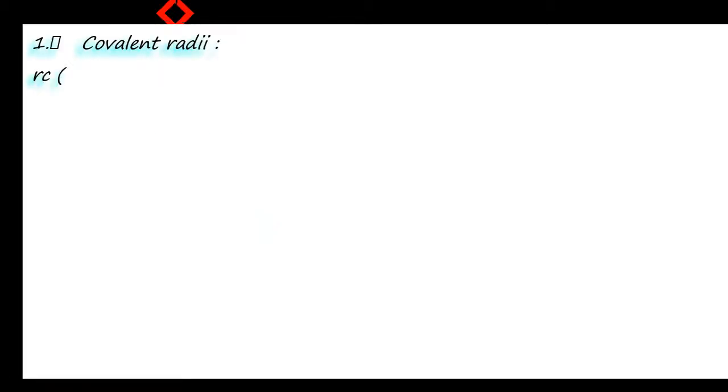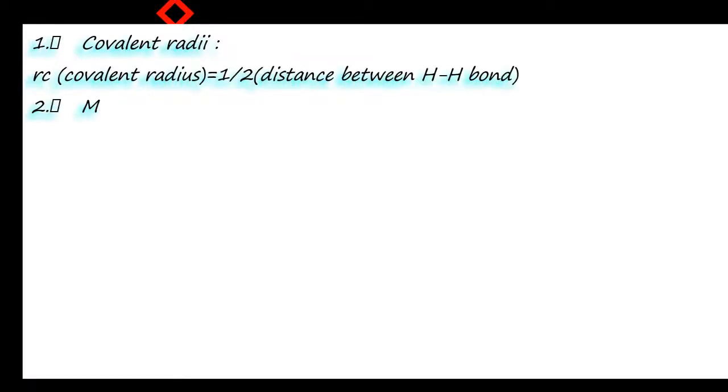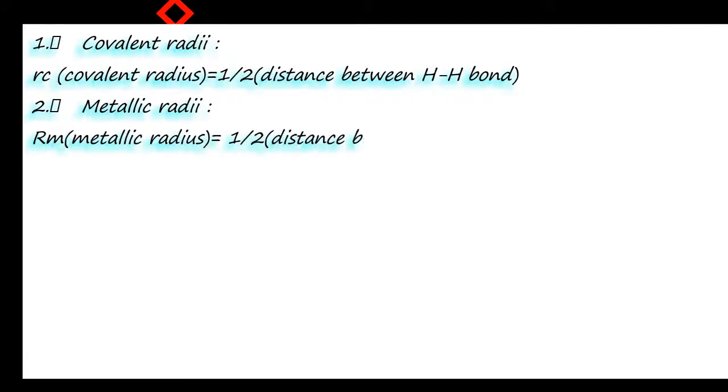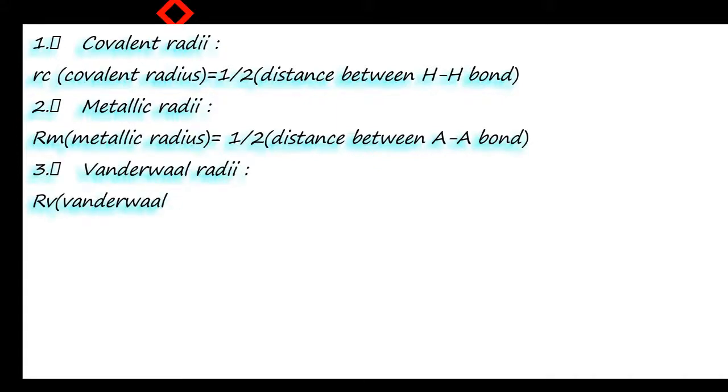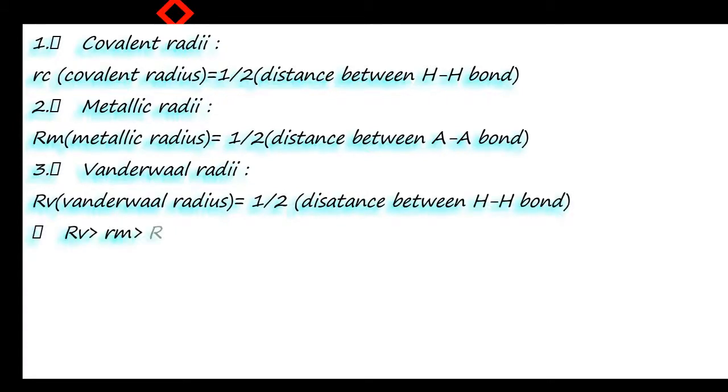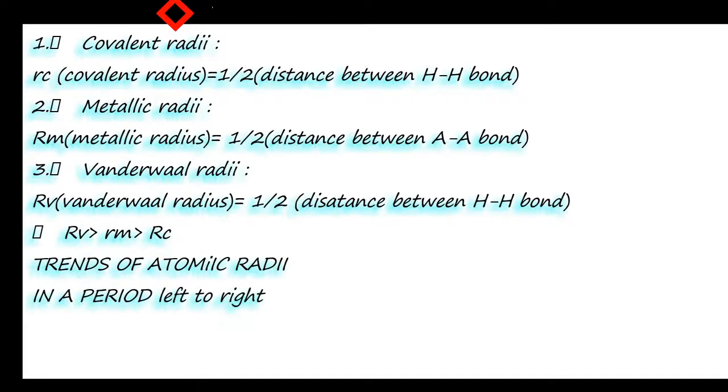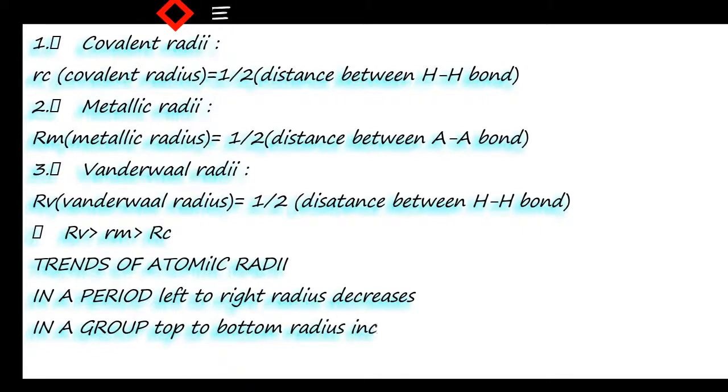Atomic and ionic radius. So here we'll discuss about types of radii. Covalent radii. Let us take an example of H atom here. Covalent radius is equal to half the distance between the H-H bond. Metallic radii is defined for certain metals. Metallic radius is half the distance between the metal-metal bond. Van der Waals radii. Van der Waals radius is equal to half the distance of H-H bond. H atom is only taken for reference here. So Van der Waals radius is the greatest among all three radii.